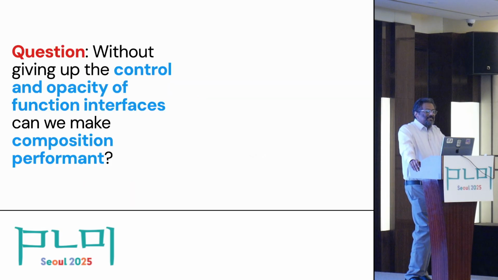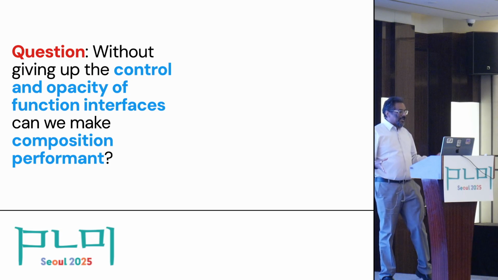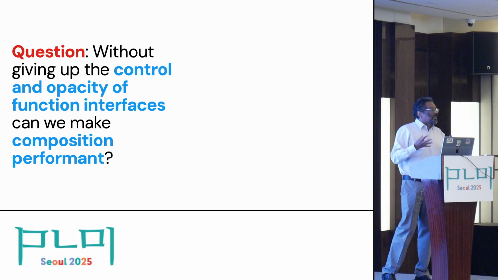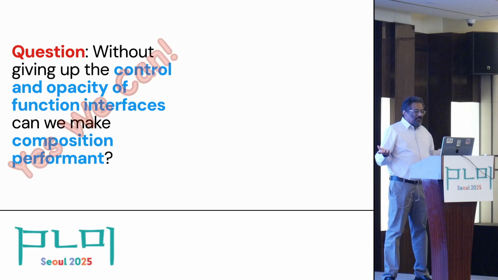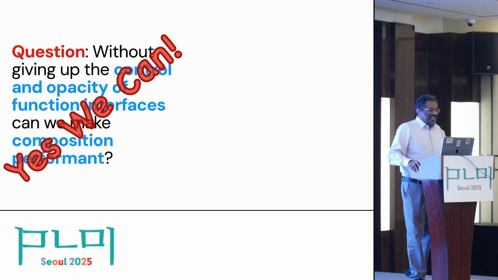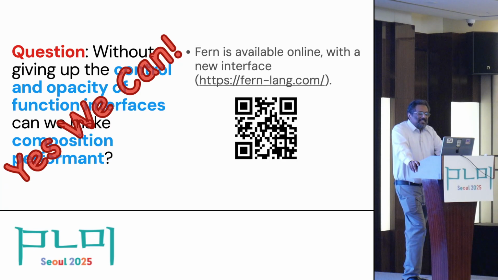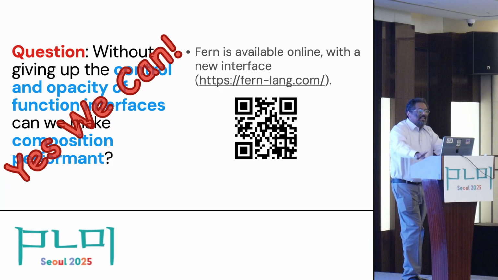So where I started is with this question: can we build a system that still maintains that opacity and separately created functions and compose them without having any overhead? What we came up with is, yes, we can. Probably a couple of election cycles ahead, this would be very cool. So what we have done is we have built this Fern system. It's available online, and in fact there's a newer interface than what's even in the paper in this system that I think is better, and you can go find that there.